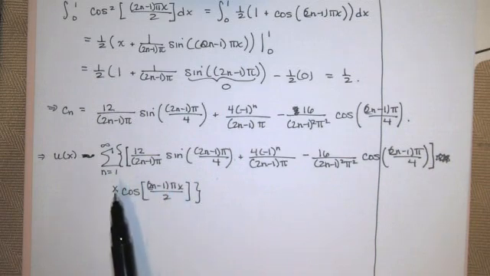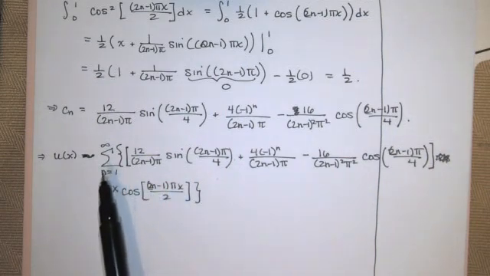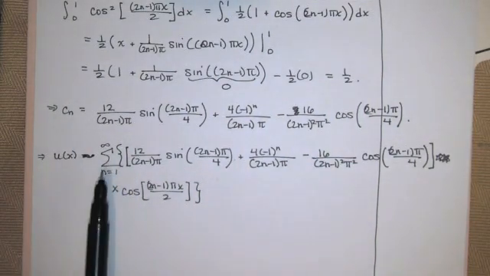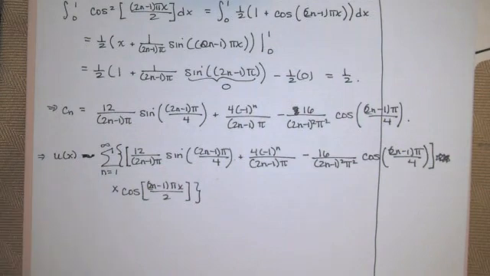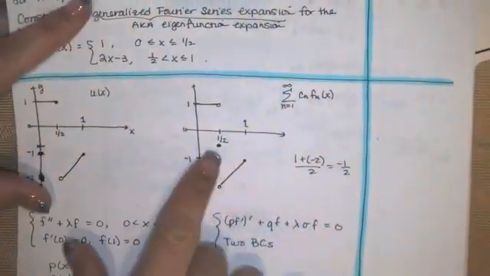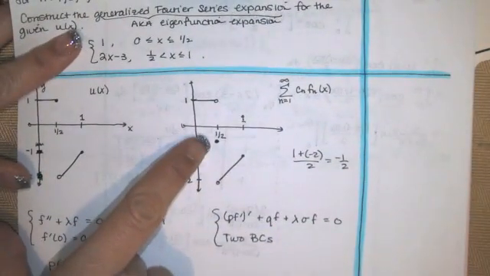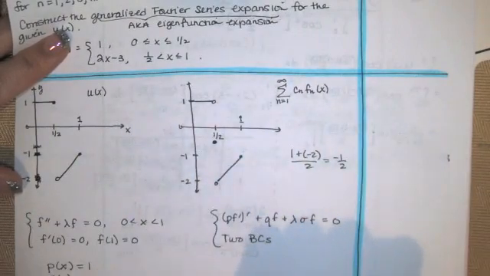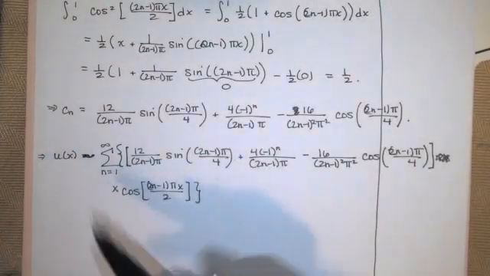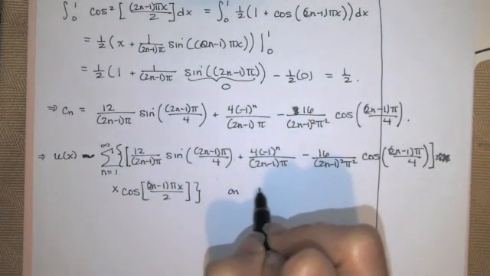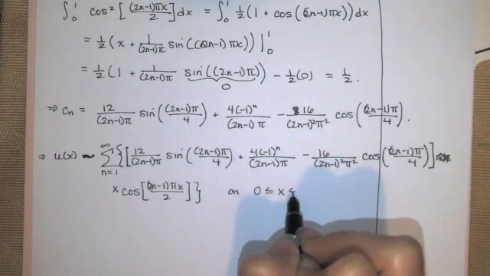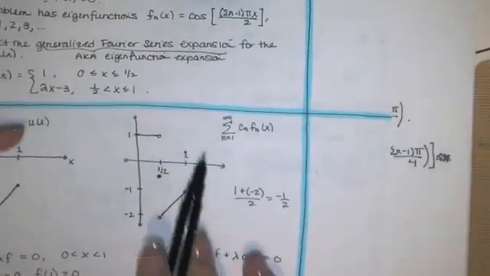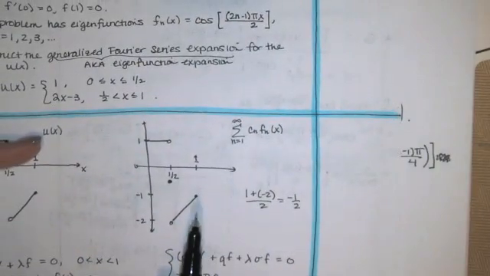And as we do, if we were to take infinitely many terms here, as n goes from 1 to infinity, we would get something that converges to u of x whenever u of x is continuous, but it converges to the average of the limit from the left and the limit from the right at the jump discontinuity, which occurs at x equals 1/2. So u of x is associated with this on the interval from 0 to 1. And the series on the right converges to this function right here.